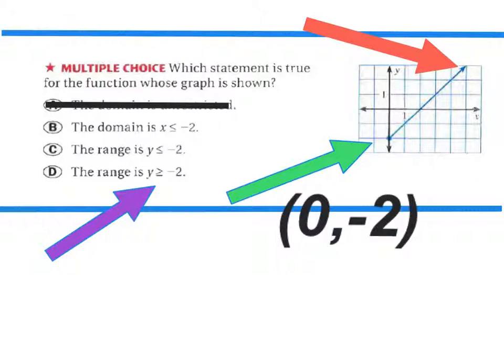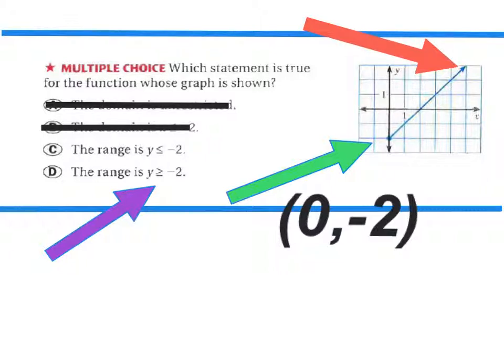The second part says the domain is x is less than or equal to -2. Well, take a look. Impossible. X isn't less than 0. X starts at 0. There's nothing down here on my graph. So now because of this, the domain can't possibly be x is less than or equal to -2.